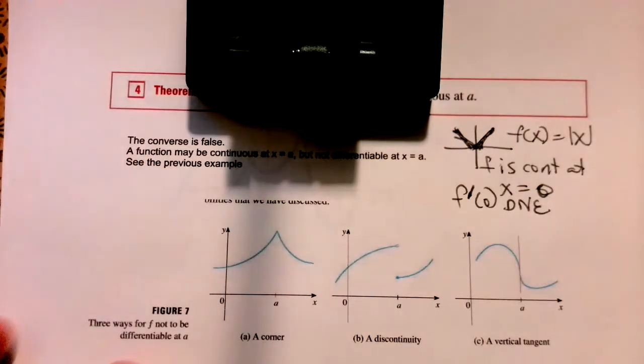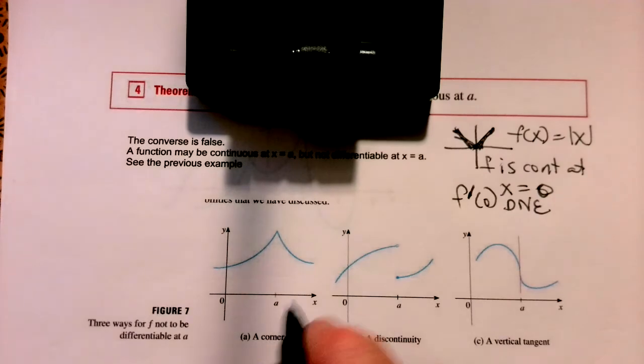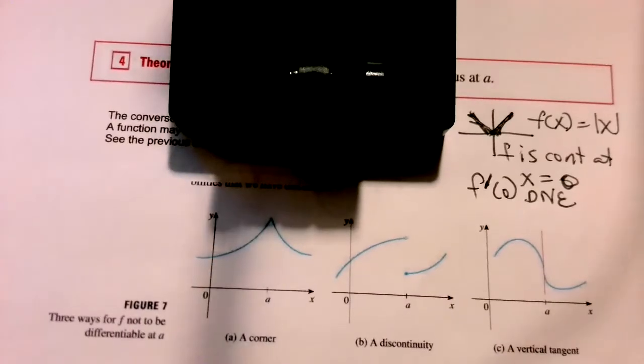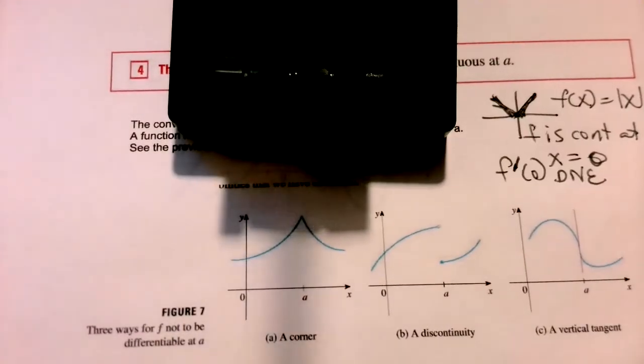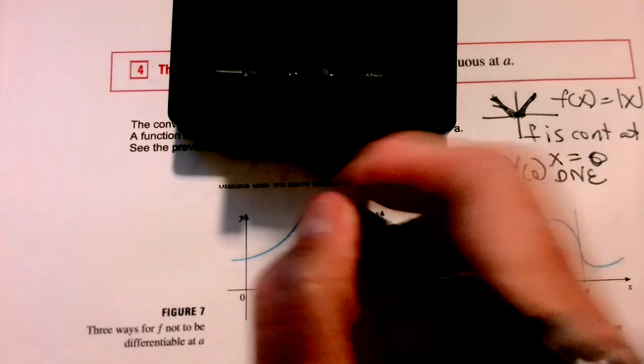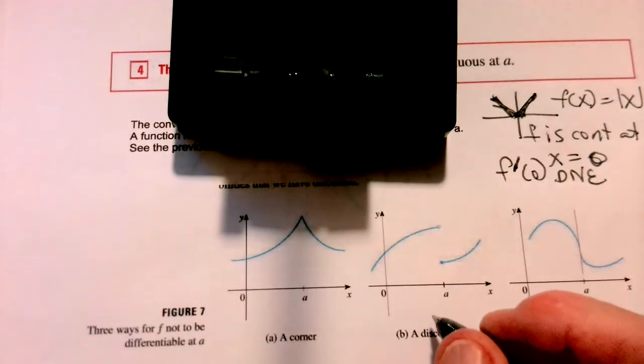So the ways that a function could be not differentiable is summarized right here. There's a sharp corner, like right here. And all of these are when f prime of a does not exist.